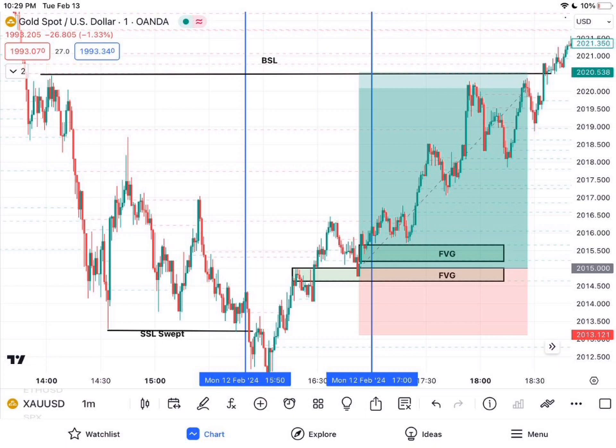Then you write down buy side liquidity, sell side liquidity. You write down 5 minute time frame, 1 minute time frame. Then you also write down fair value gaps. So these are the tools you need for this strategy.